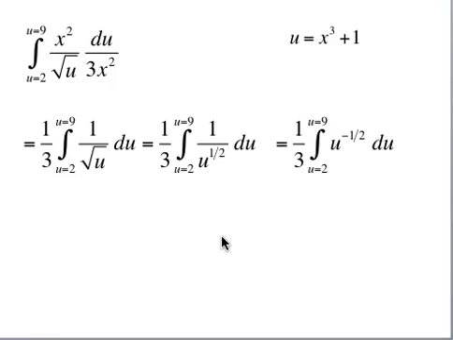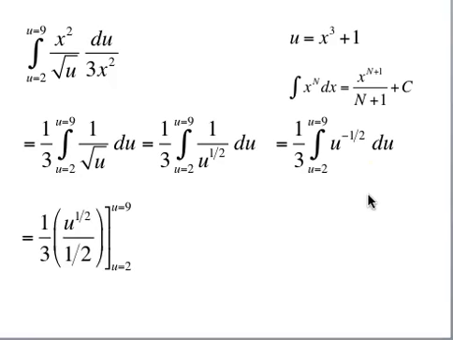And then we remember our favorite power rule, integral of x to the n is x to the n plus 1 over n plus 1. U to the negative 1/2 plus 1 over negative 1/2 plus 1. That's u to the 1/2 over 1/2. Now divided by 1/2 is the same as timesing by 2, so it'll be 2/3 u to the 1/2, or 2/3 root u.